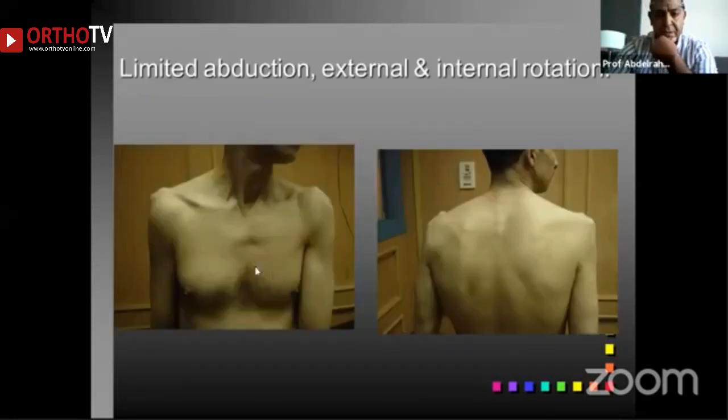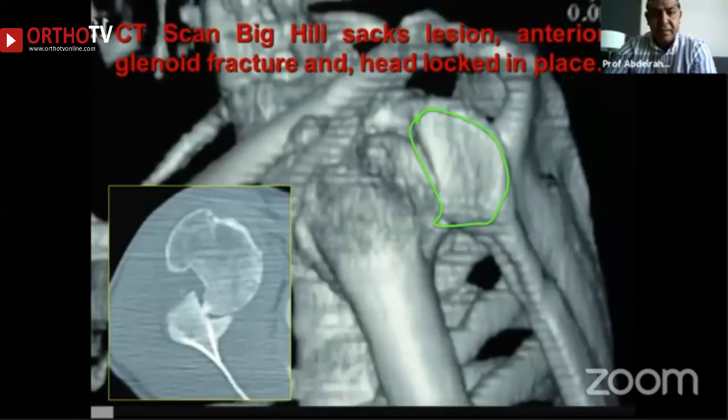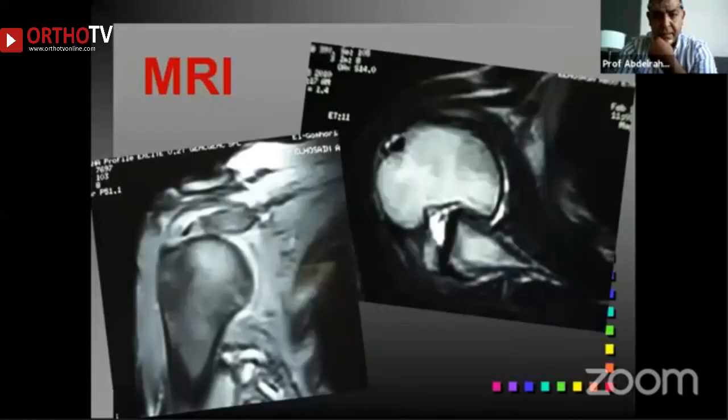This is the patient. You see this right shoulder was dislocated and the left is good. And we can see the wasting of the infraspinatus behind the shoulder. And these are the X-rays of the patient. This was the first case we did in about 7 years. This is the CT. We can see the head is locked to the glenoid, and we have a big Hill-Sachs lesion, as you see.